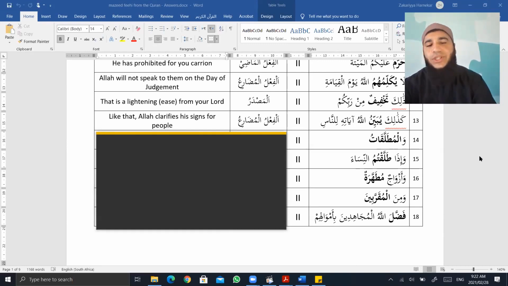وَالْمُطَلَّقَاتُ. So what do you think this word means? From which bab is it firstly? We know it's from the second bab. Okay, but tell me, how do you know it's from the second bab? Sheikh, because of the shadda. Because of the shadda, yes. Where's the shadda? On the second root letter. Brilliant. That's how you identify that.